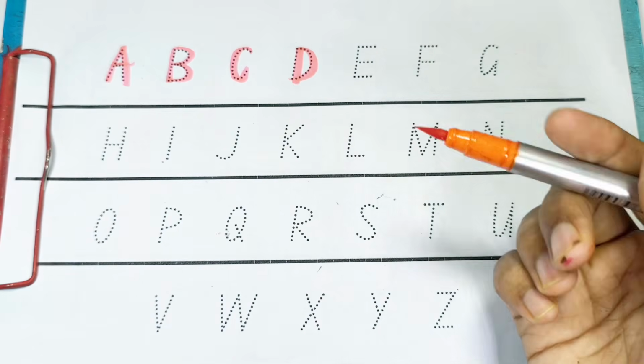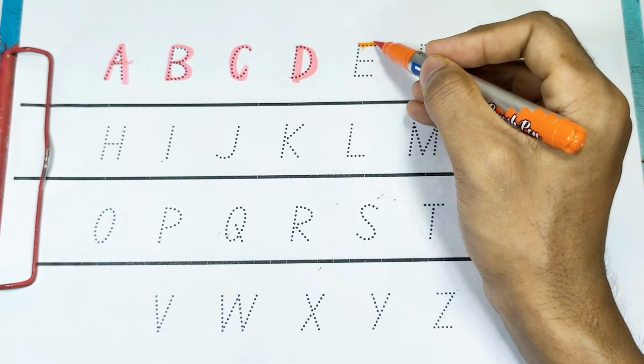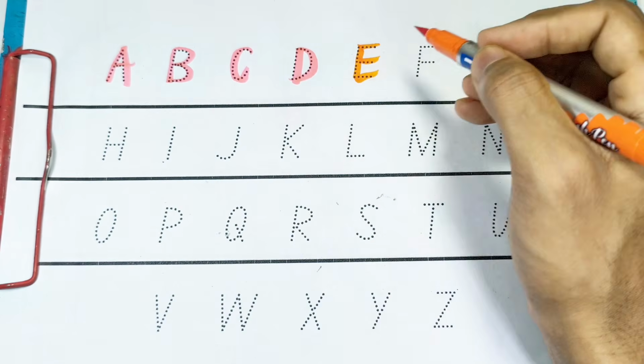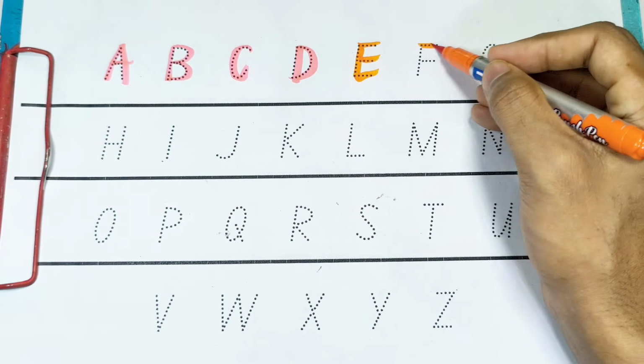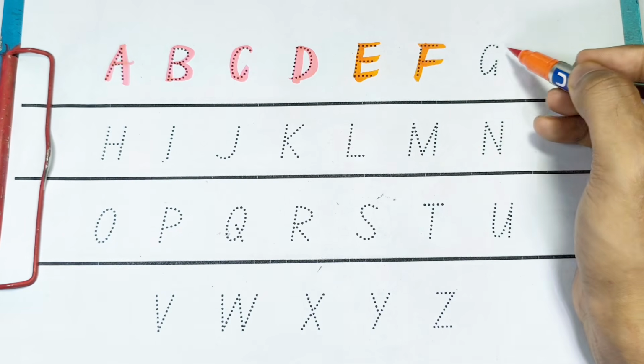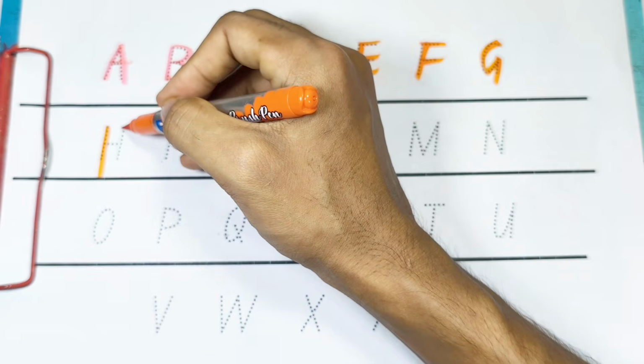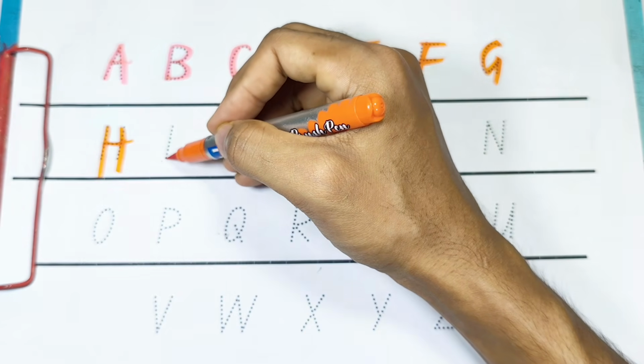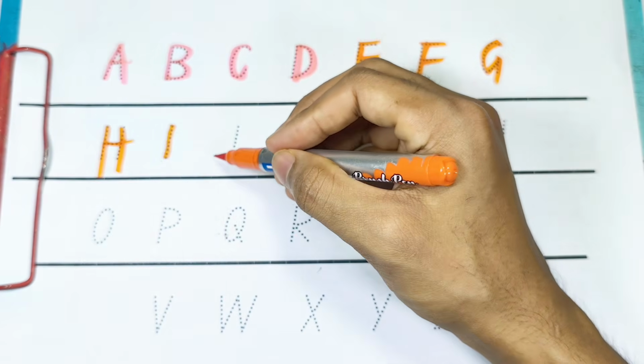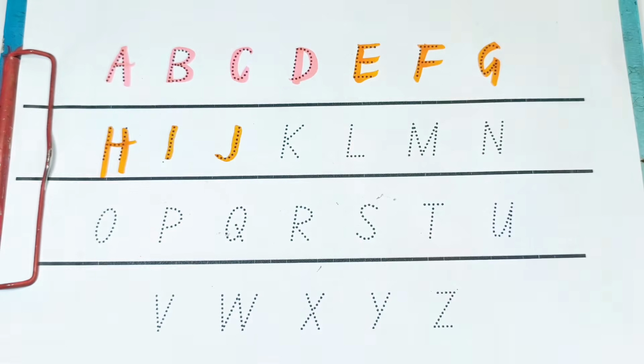Kids, now we're using the color of orange. E. E for egg, and the next one is F. F for fish. G. The next one is H. H for hand. I. J. The next one is K.